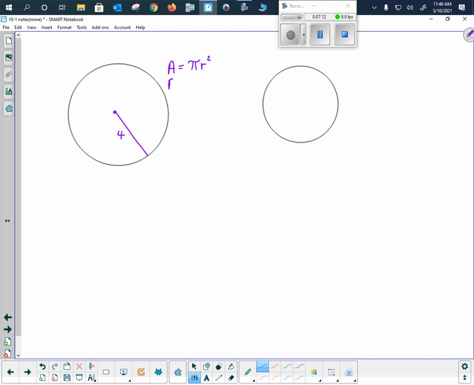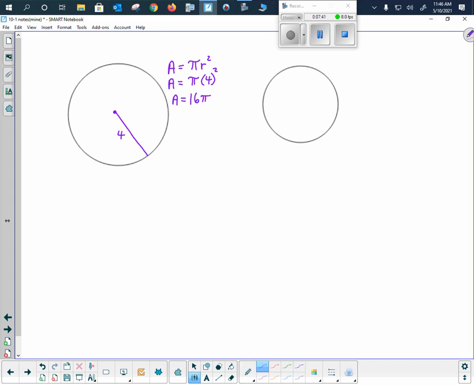Okay, again, you've got to have work for these to get credit. So it's going to be pi, the radius is 4, and it's squared. All right, pi is like a variable, guys. It's like an x. So 4 squared is 16. Most of us wouldn't write x times 16. We would write 16x. Okay, so you do the same thing with pi. So 16 pi would be your answer if I ask you to give it to me as an exact answer.